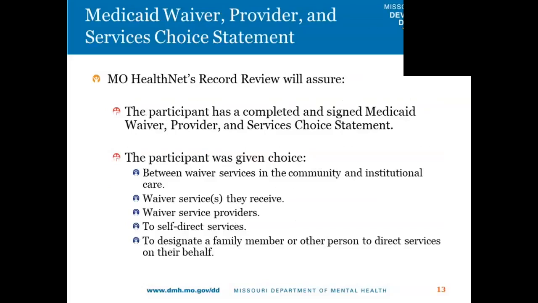The Medicaid Waiver, Provider, and Services Choice Statement is included in the ISP Waiver Assurance. With Waiver Choice Statements, MoHealthNet assures that the participant has completed and signed a Medicaid Waiver, Provider, and Services Choice Statement for their current services and providers, that the participant was given choice between waiver services in the community and institutional care, waiver services they receive, waiver service providers, to self-direct their services, and to designate a family member or other person to direct services on their behalf.